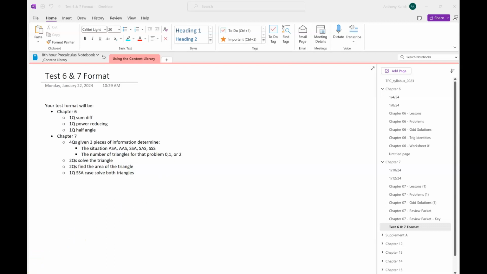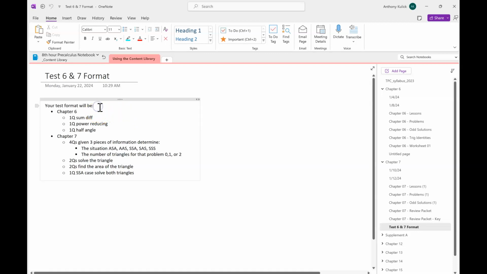So I think at this point we have finished chapter 6 and 7. So next class we'd be expecting our chapter 6 and 7 test. Your test format from chapter 6, you'll be asked 3 questions. You'll be asked to do one sum and difference identity problem, one power reducing problem, and one half angle problem.